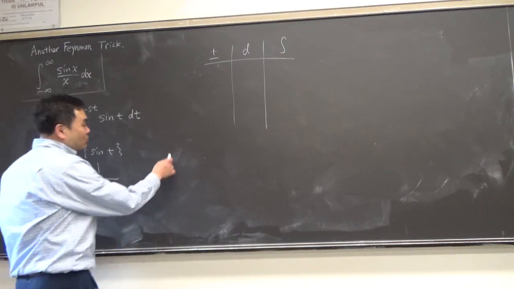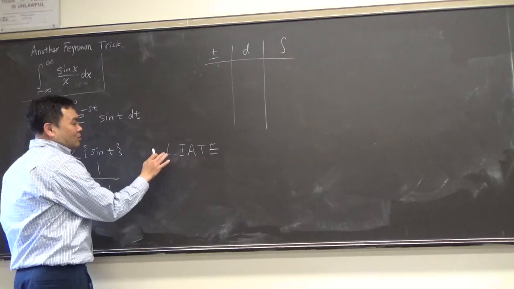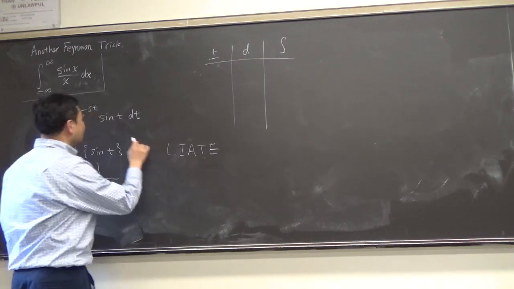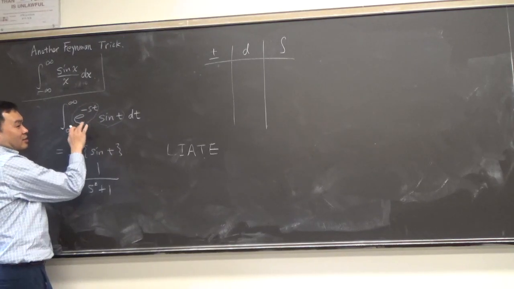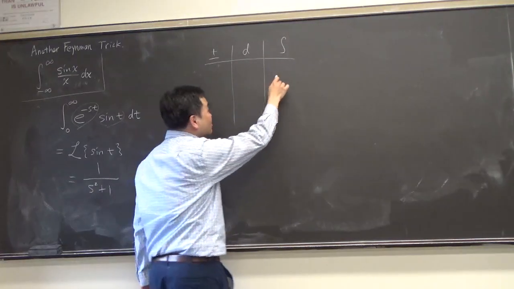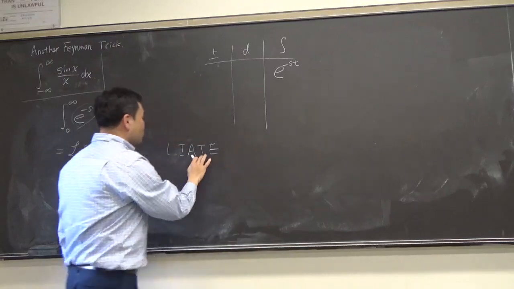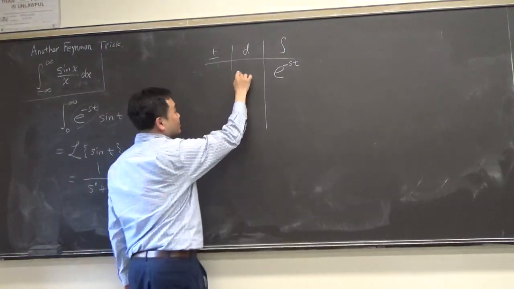And again, we can use the LIATE formula: logarithms, inverse trigs, algebraic, trigs, exponential. Sine is a trig, and this is an exponential. So the exponential belongs to the right side, which means it belongs to the integral column. So I put e to the negative st there. And then trig is on the left of e, so sine belongs here.